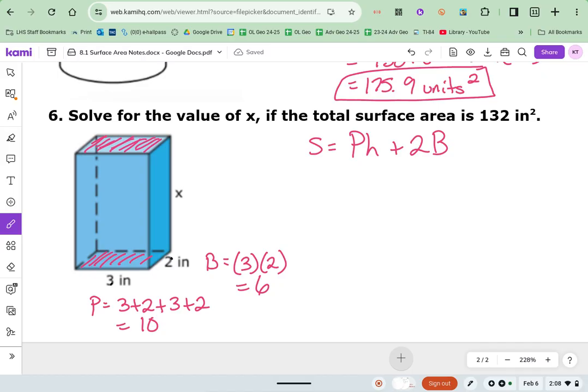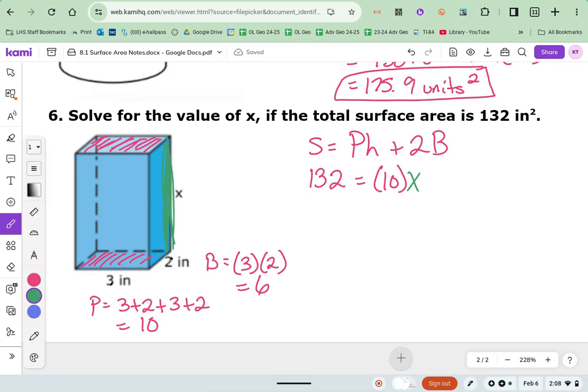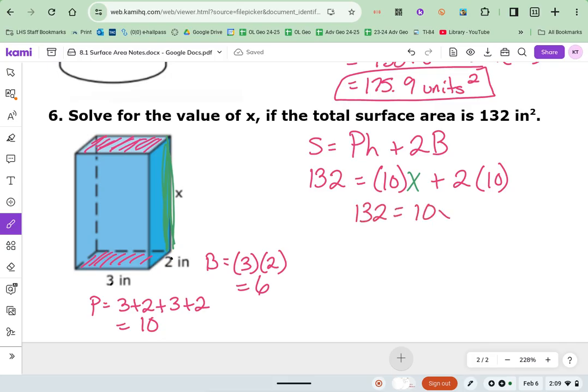We know the total surface area is 132, so 132 equals perimeter, which is 10. The height is what we're looking for because height is the distance between your bases. So we're looking for that. That's your x, distance between your bases. Plus 2 times the area of a base. So 2 times 10. And from here we just have an algebra equation to solve. So I'm going to first simplify and do 132 equals 10x plus 20.